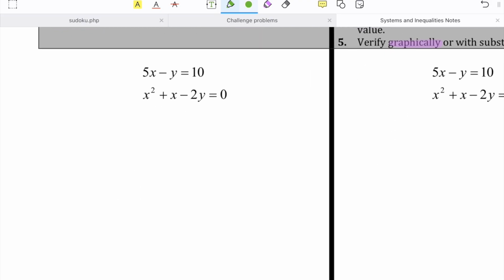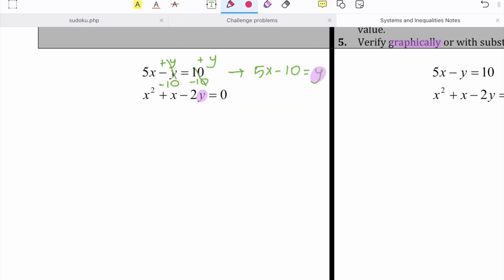Because I want to sub in my y value, I'm going to do the same thing. Add y on both sides, subtract 10 on both sides. Y minus y is 0, 10 minus 10 is 0. So I'm left with 5x minus 10 is equal to y. I'm going to sub my y value into this equation.